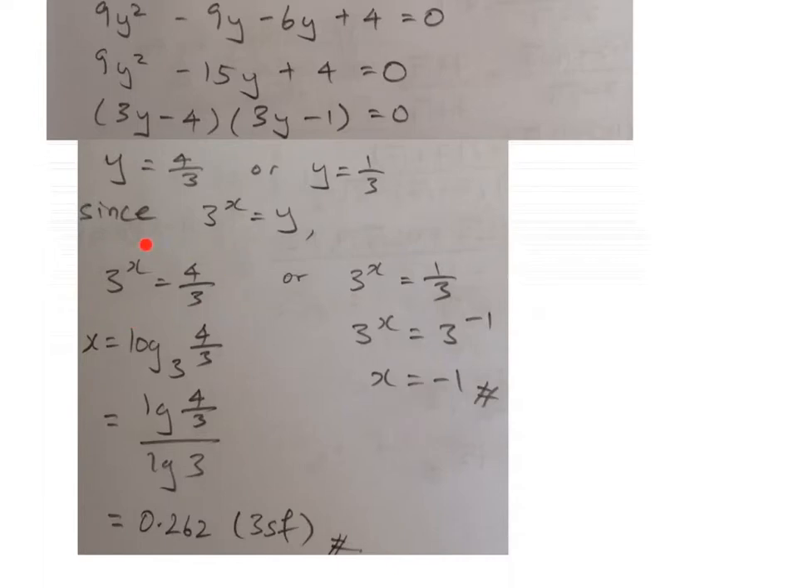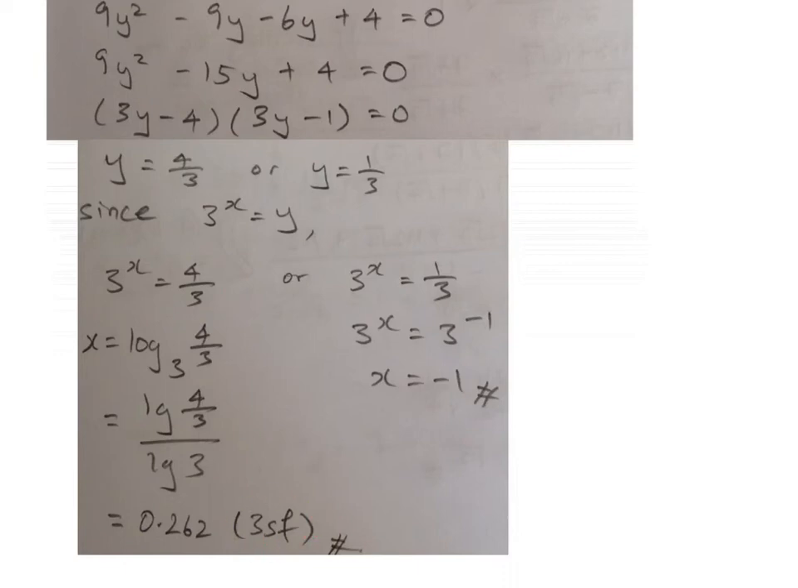This is actually the index form. So I change it to the logarithmic form. In order to use the calculator to solve for this, I have to change it to base 10, or you can change it to base e, it is your choice. So I change it to base 10, so log base 10 of 4/3 divided by log base 10 of 3. Use your calculator, you get 0.262 in 3 significant figures.